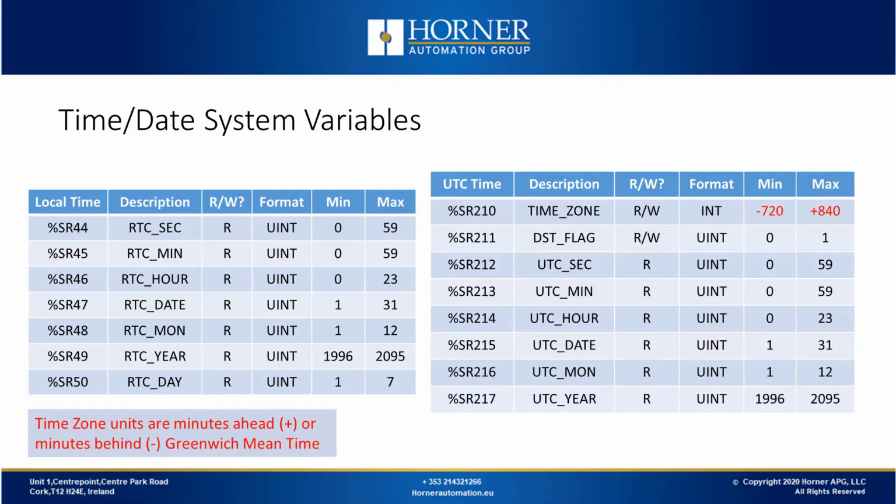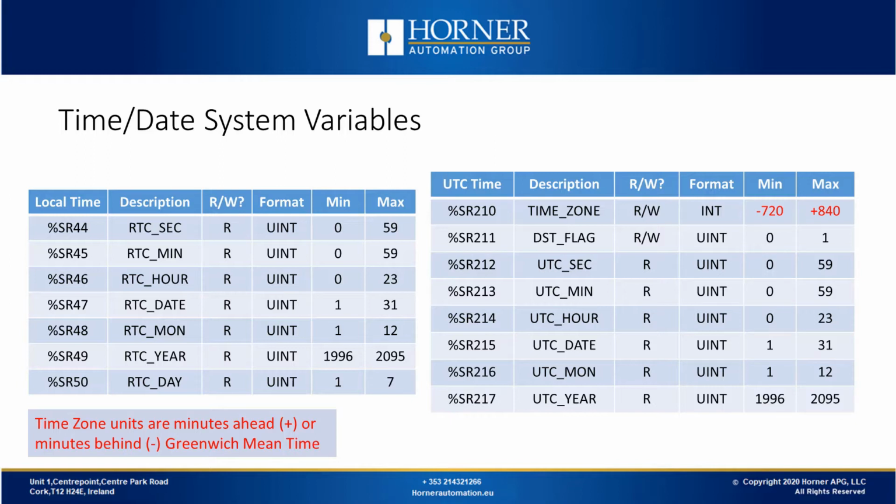On the left, there's a list of the local time system registers. There are 3 registers that deal with time, starting with seconds, followed by minutes, and then hour. There are also 3 registers that deal with date, starting with day, followed by month, and then year. There's a day of the week system register, which is automatically calculated by the OCS. Local time is what you'll use in your logic and on screen.